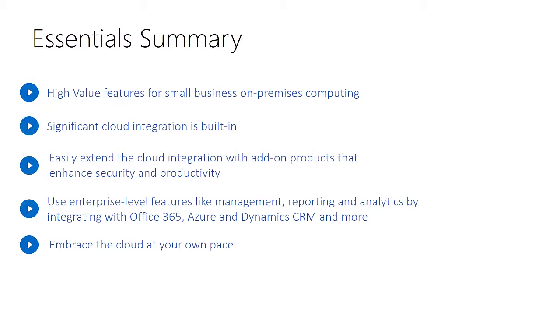So in summary, high-value features for small business on-premises computing. There's also significant cloud integration that's built in. And you can easily extend that cloud integration with add-on products that enhance security and productivity, like Cloud App Security, like information protection. And you can use enterprise level features like management, reporting, and analytics by integrating with Office 365, Azure, and Dynamics CRM and more. So even small businesses can have the same types of technology that large businesses have today. And then you can embrace the cloud at your own pace.